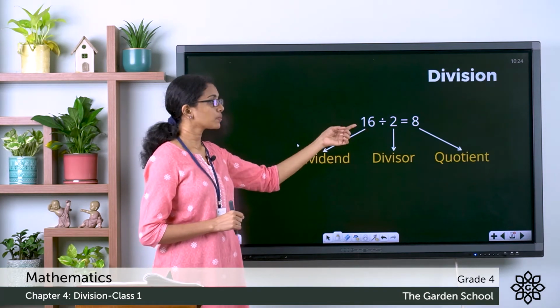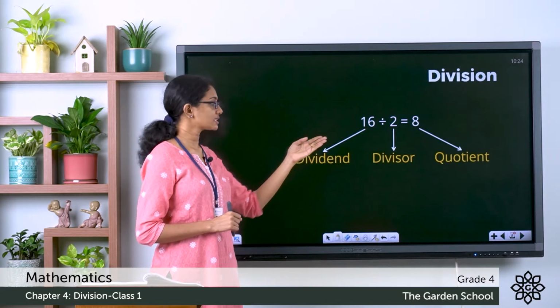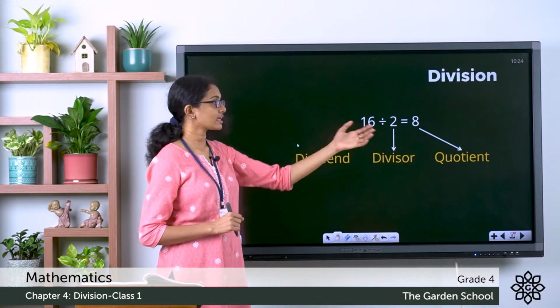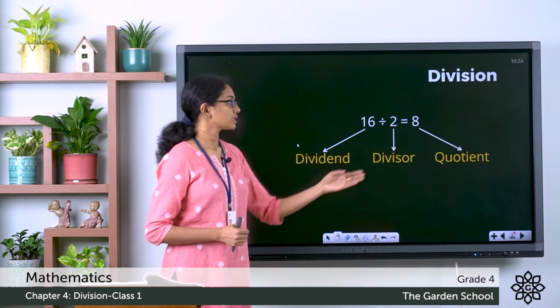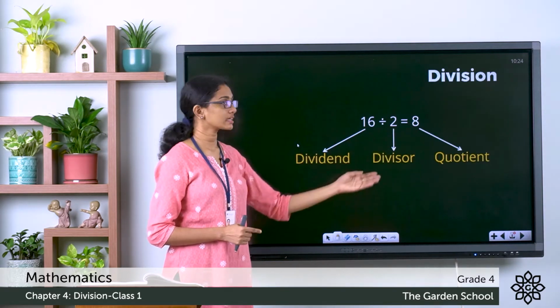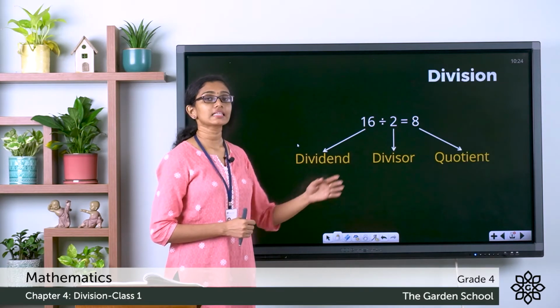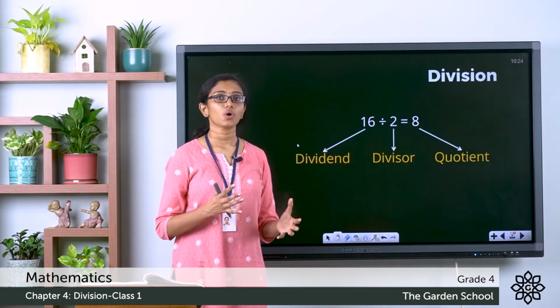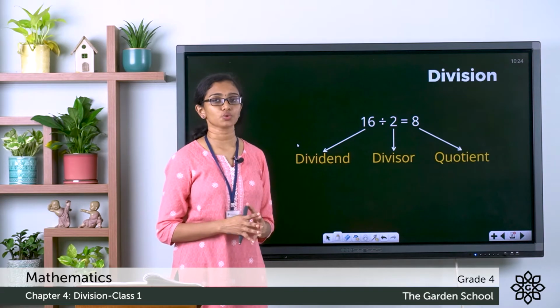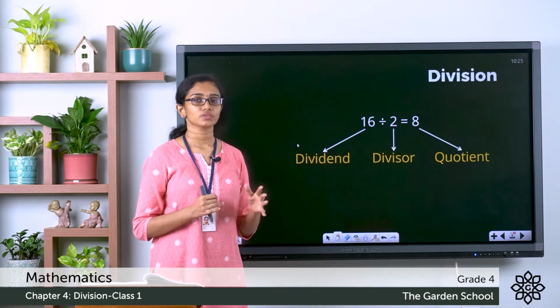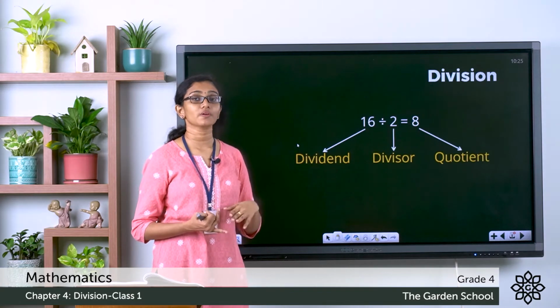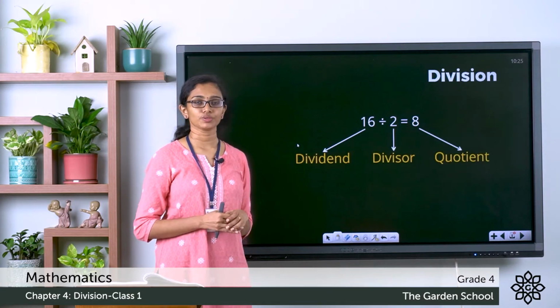Here the number we are dividing, the number 16, is the dividend. And the number with which we are dividing or the number of groups we are forming, that is the divisor. Here it is the number 2. And the result we get after the division or the number of items in each group, that is called the quotient. Here it is 8. So now I hope you are clear with the concept of dividend, divisor and quotient.